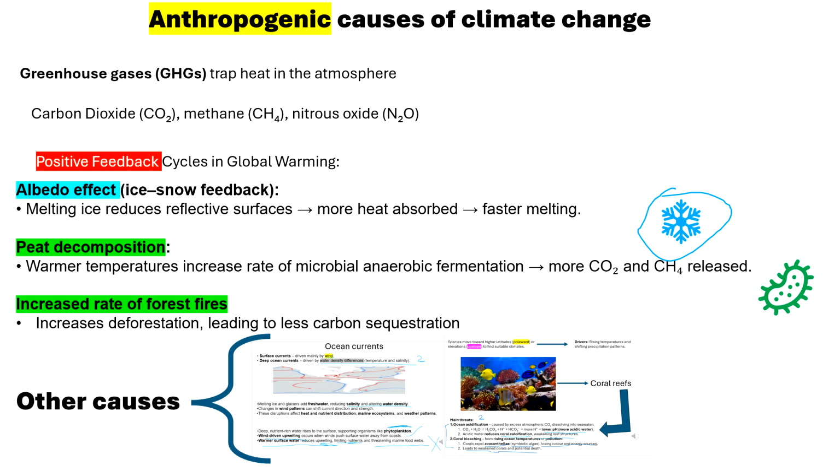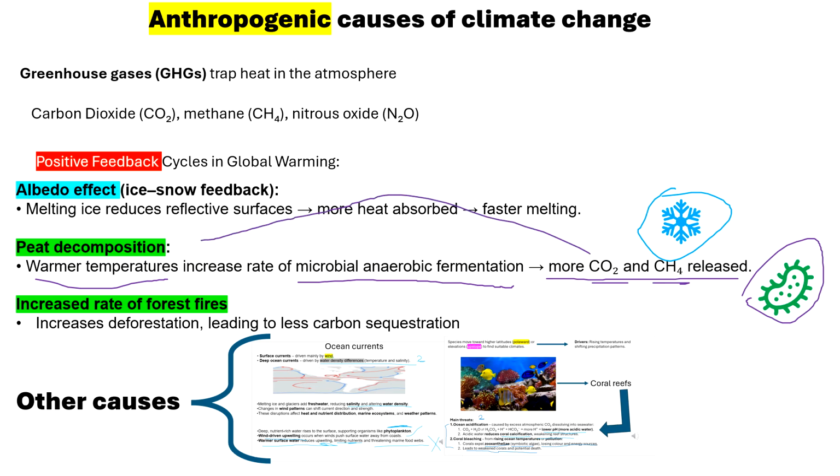Next one. I'm changing color now. Warmer temperatures increase the rate of microbial anaerobic fermentation, respiration. Okay, and this releases more CO2 and methane, greenhouse gases. There's a bacteria here to help you remember. If there are more of these gases, there's more climate change because they're greenhouse gases. And if there's more climate change, the temperatures increase more, and this increases the rate of microbial anaerobic fermentation even more. Okay, get where I'm going?